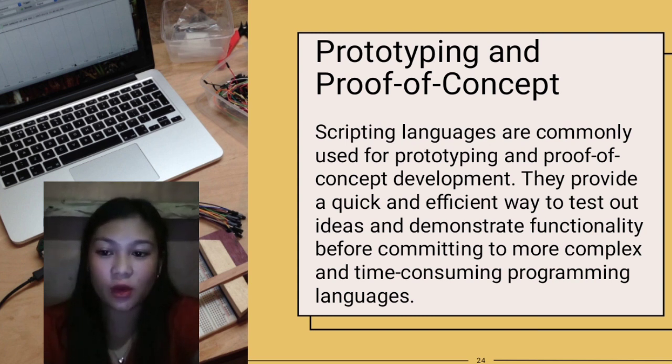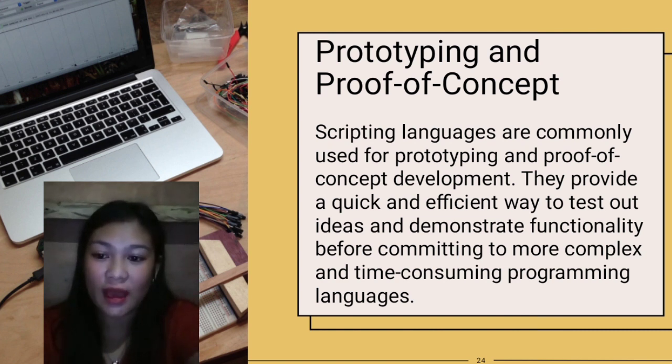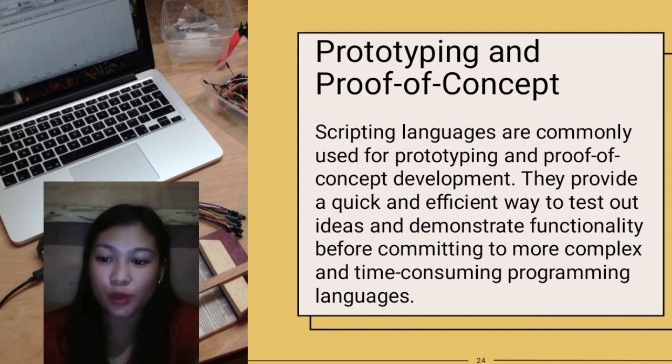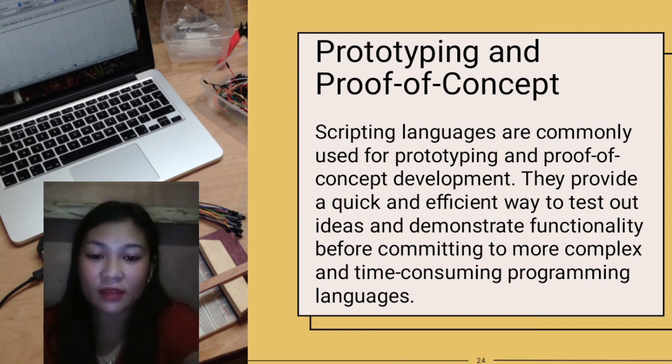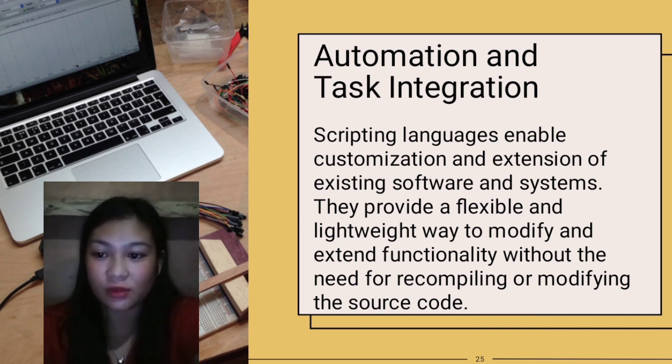Prototyping and proof of concept. Scripting languages are commonly used for prototyping and proof of concept development. They provide a quick and efficient way to test out ideas and demonstrate functionality before committing to more complex and time-consuming programming languages. The ability to rapidly iterate and experiment with different approaches has influenced programming paradigms like agile development and iterative development.